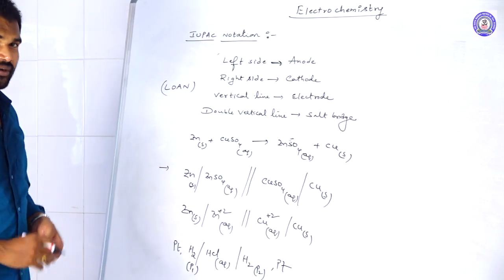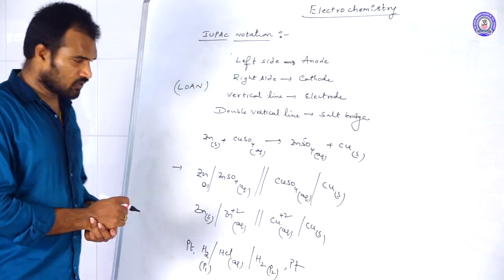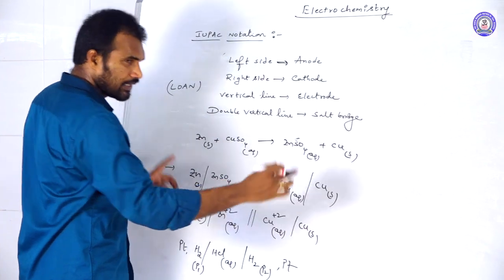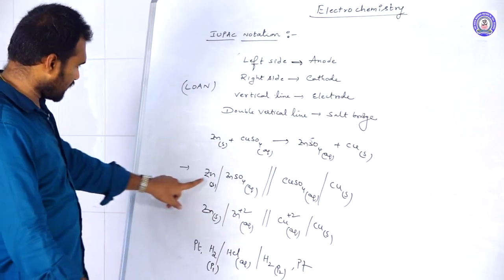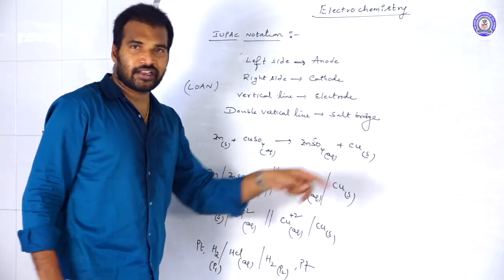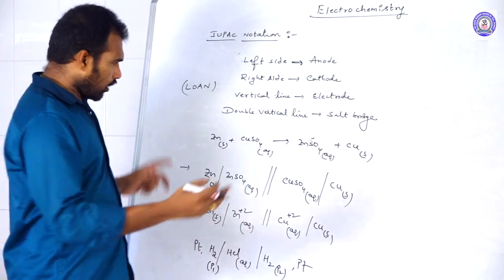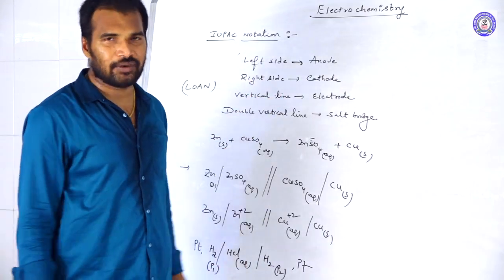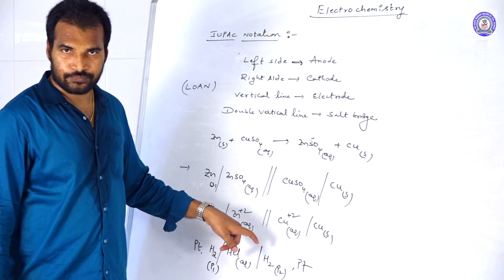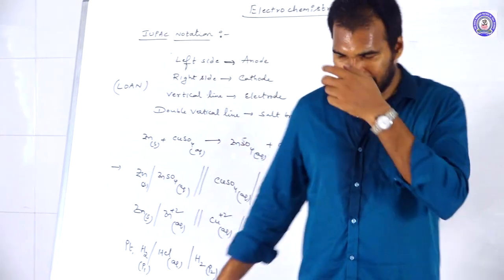Here is one point you should remember while writing the IUPAC notations: all solids and gases should be at the extreme terminals. That is why here zinc solid, copper solid. You should not write copper solid, single vertical line, and copper sulfate. Always the solid should be at the terminals. That is the one logic. And always the ions should be nearer to the double vertical line, meaning nearer to the salt bridge. Here the ions are nearer to that. So this is the IUPAC representation of a galvanic cell.